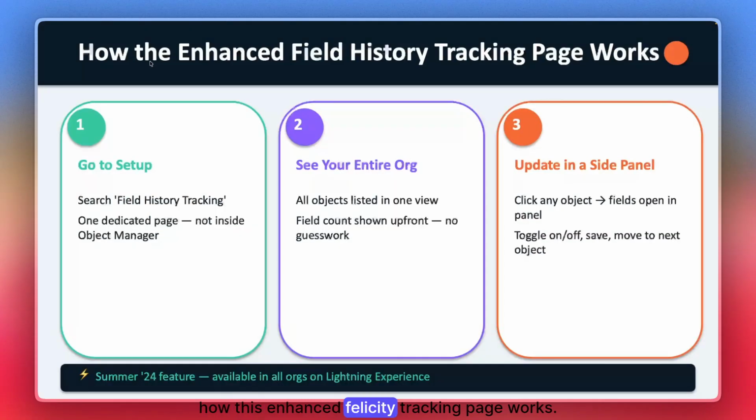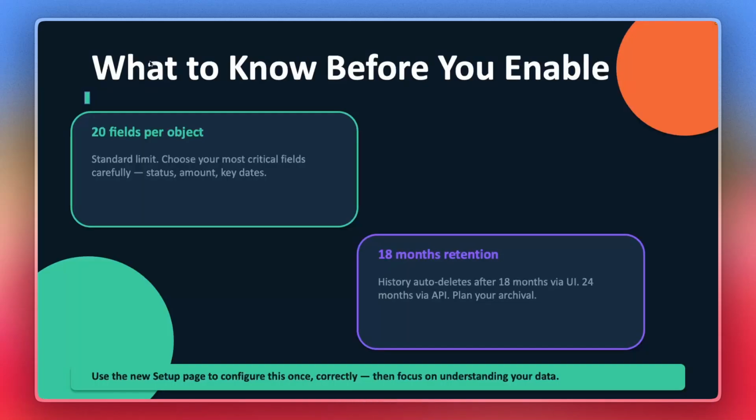How does this enhanced field history tracking page work? We need to go into Setup and search for Field History Tracking. There will be one page where all the objects are listed. We see some summary there, and we can click on the objects and turn history tracking on and off for each field, and we can also move to different objects. We'll see this in action in a minute. This feature is available in all orgs in Lightning Experience after the Summer '24 release.